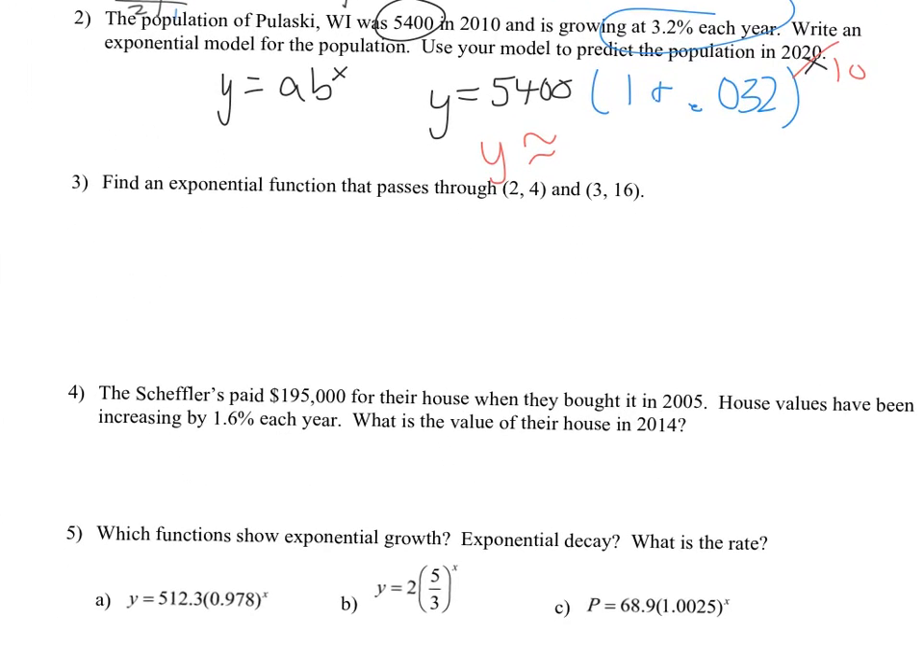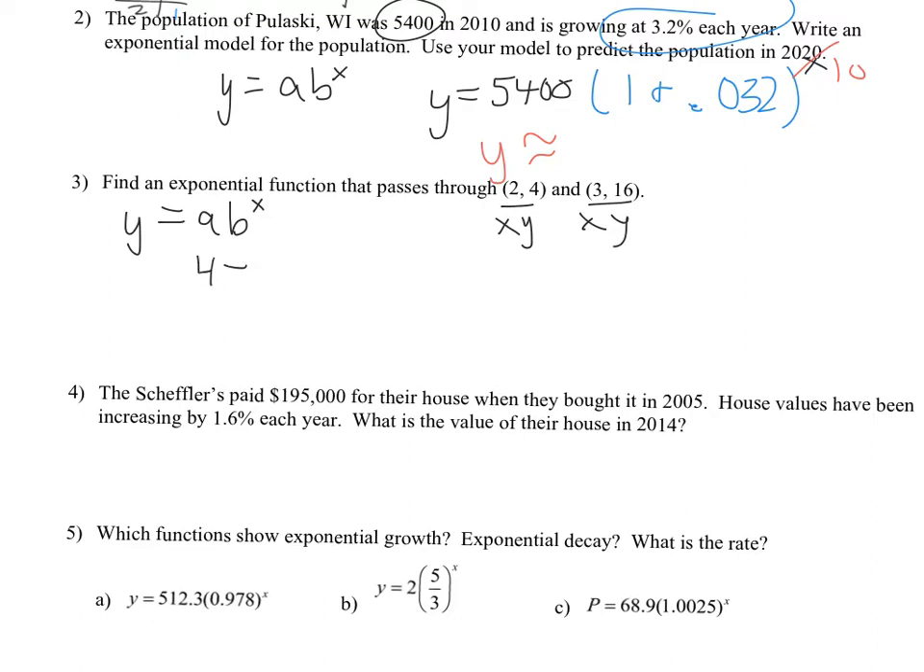Number 3, find an exponential function that passes through these points. So an exponential function is y equals ab to the x. So we have to figure out what our y-intercept is and our growth factor. So what I'm going to do is assign this an x and y, and this an x and y. So I'm going to plug both of these points into the equations.